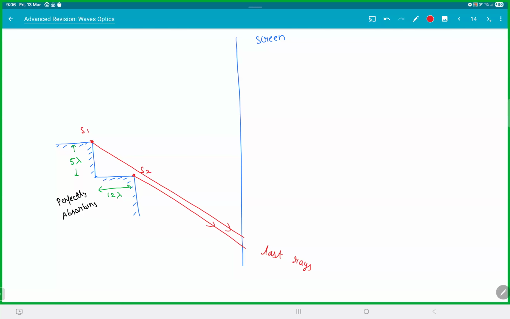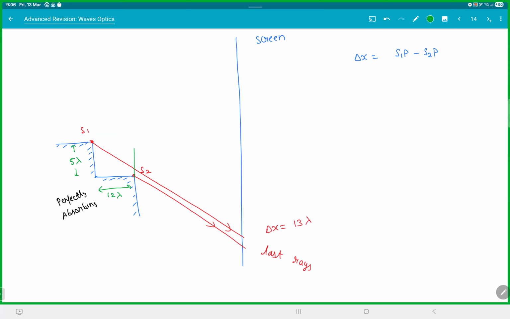So before that, let me define something. Let's define delta x properly. Let's define delta x as S1p minus S2p. This is important. Previously, you didn't have a problem, but now you will have. So what is the path difference here then? Delta x, this will be 13 lambda. Agreed?